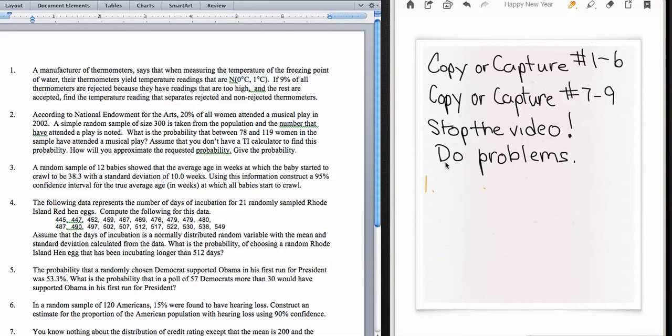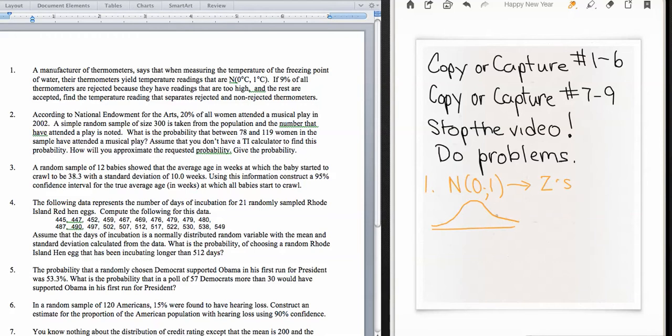It says if 9% of all thermometers are rejected because they have readings that are too high and the rest are accepted, find the temperature reading that separates the rejected and the non-rejected thermometers. So the first thing that we need to know is that we are talking about a normally distributed data set with a mean of 0 and a standard deviation of 1. This means that these are z's, right? Because they are mean of 0 and standard deviation of 1 for the normal distribution. And we know a percentage of thermometers, so what we're looking at here is an inverse normal question.